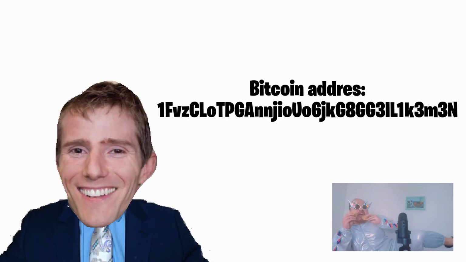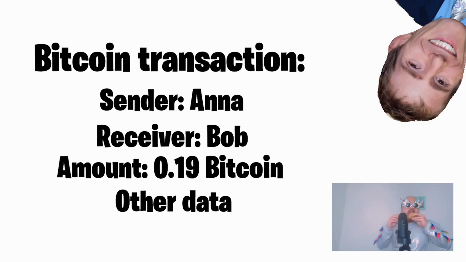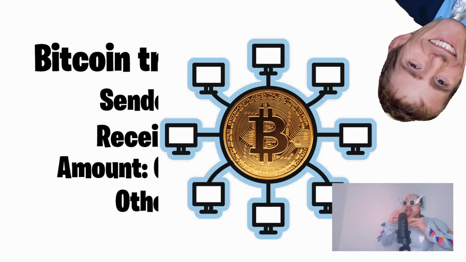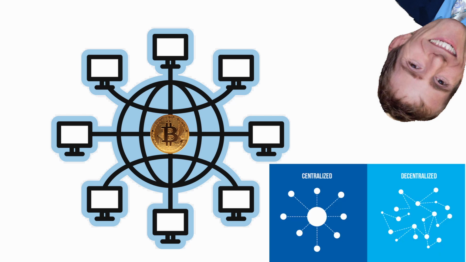Okay, so to get a better understanding, I think we should see exactly what happens when you send a Bitcoin to someone. First, you need someone's Bitcoin address to send the Bitcoin to. You then create a transaction message and include things like the amount being spent, the receiver and other data. This transaction then gets sent to the Bitcoin network. The Bitcoin network is just a bunch of computers connected together. This makes it so that we don't need a centralized system and everybody can help.